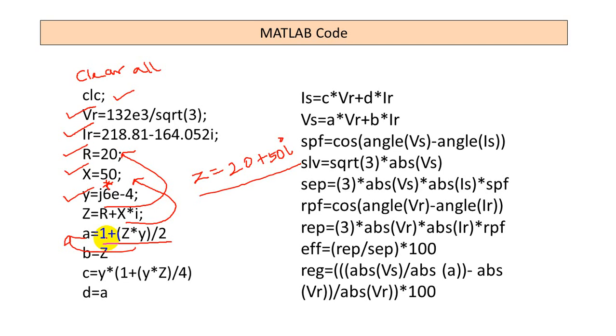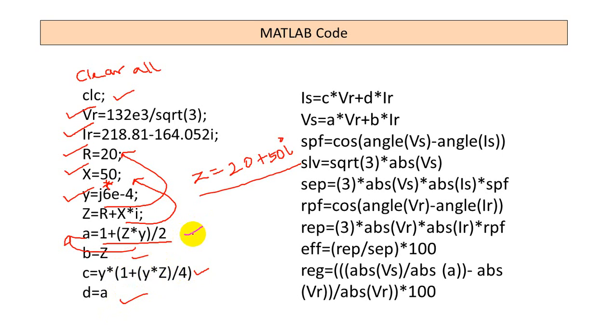You have to calculate here the values of A, B, C and D. A is 1 plus ZY by 2, B is equal to Z. Similarly, C is equal to Y star multiplied by 1 plus Y star Z divided by 4, and D is equal to A. These are the 4 formulas that you have to give properly. These 4 formulas you can quote.